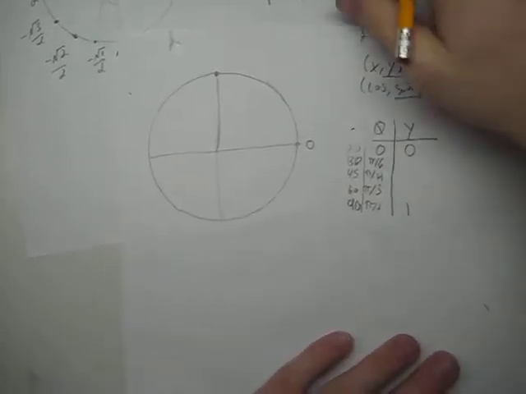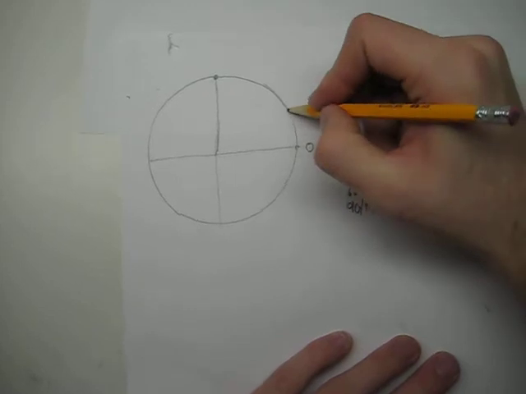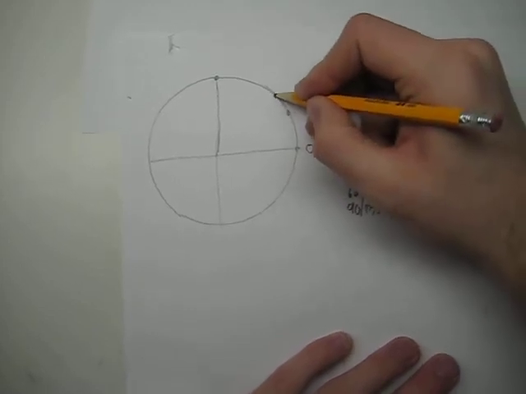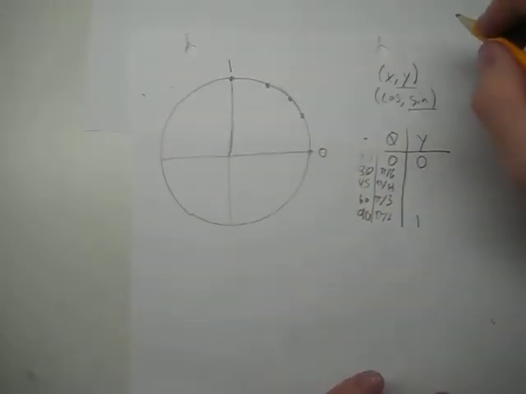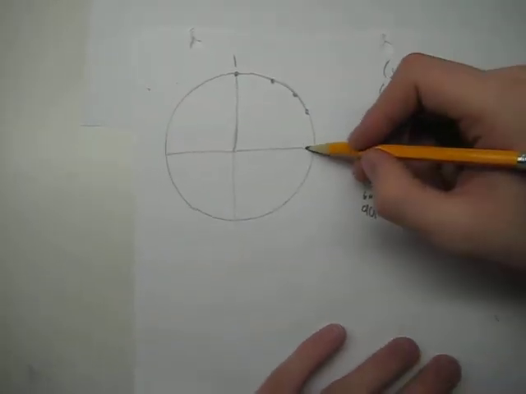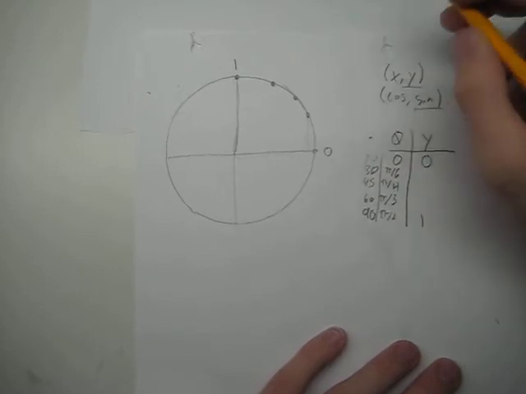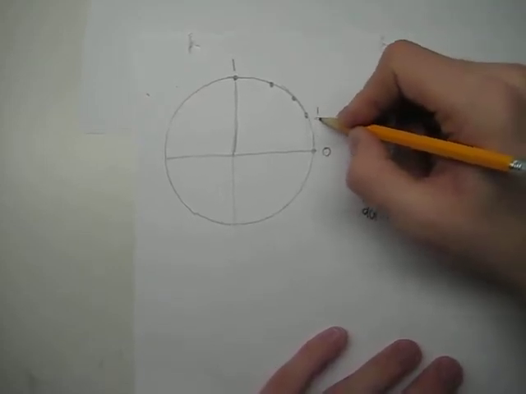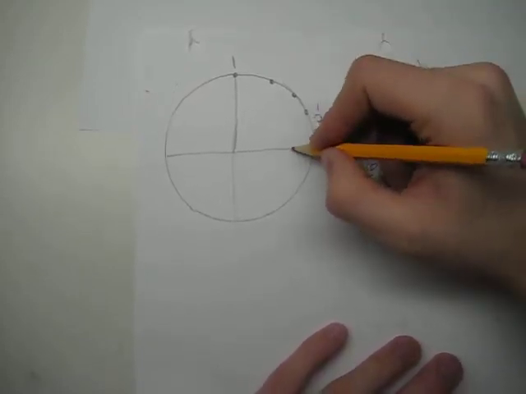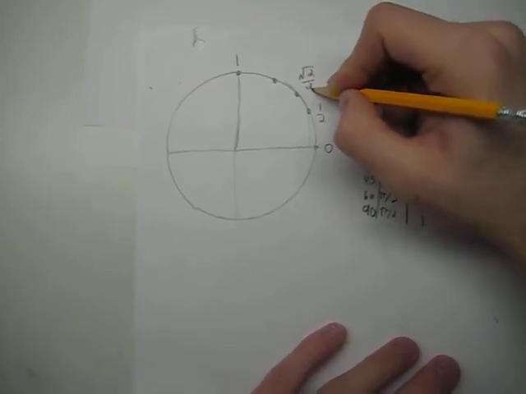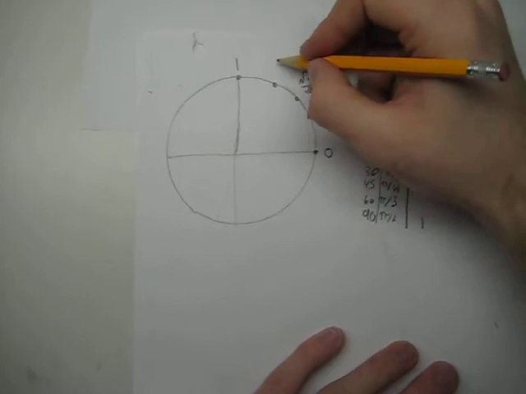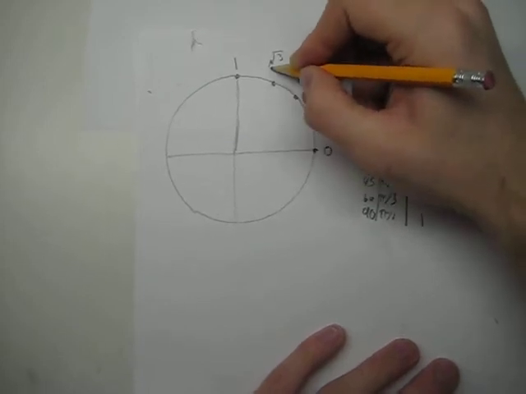Now, just like last time, we're going to have these points we need to fill in. So I'll fill those in. And we're going to be thinking of the y value. Now the height from here to here is 1/2. The height from here to here is the square root of 2 divided by 2. The height from here to here is the square root of 3 divided by 2.